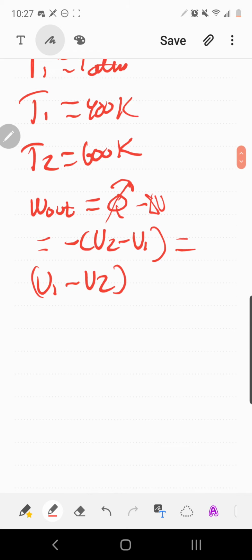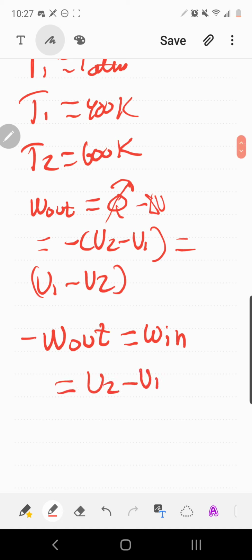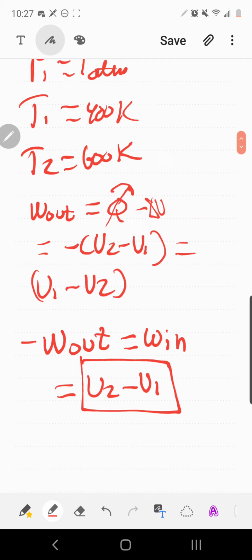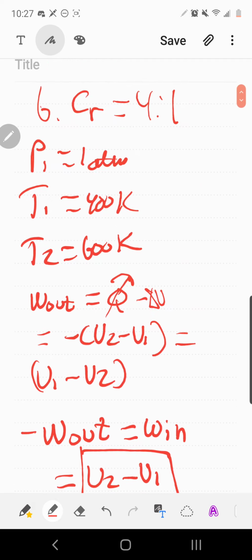So we have negative work out equal to our work in, first law of thermodynamics, which is equal to U2 minus U1. I decided to move the negative sign back to the W out so we could write this relation. So all we need to do basically is find U2 and U1. How do we do that? We have some information that we were given. We know that the steam was initially at 400 degrees Kelvin. Let us convert this to Celsius. Please let me write here. 127.